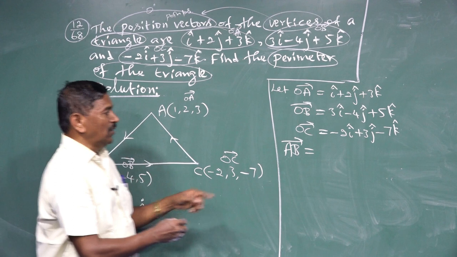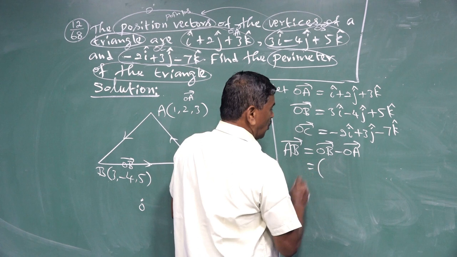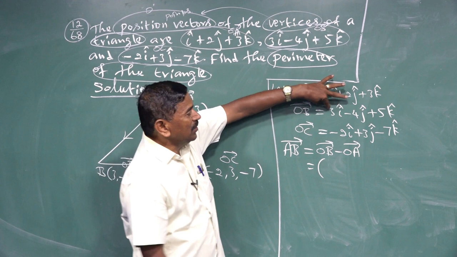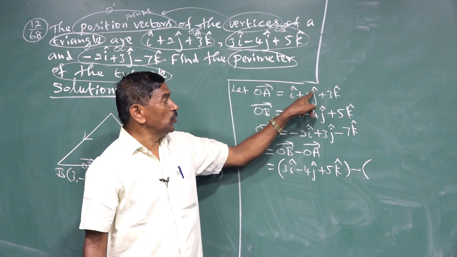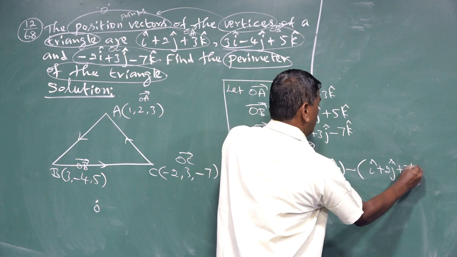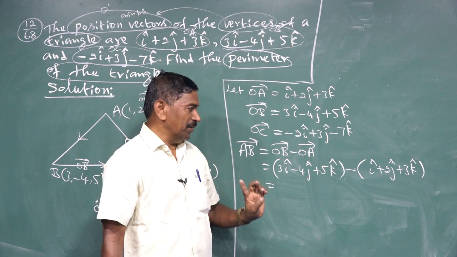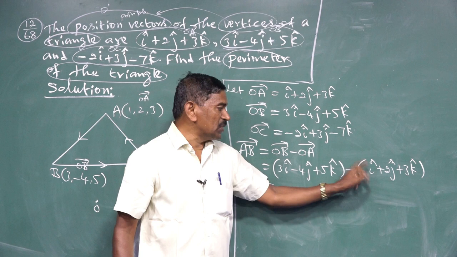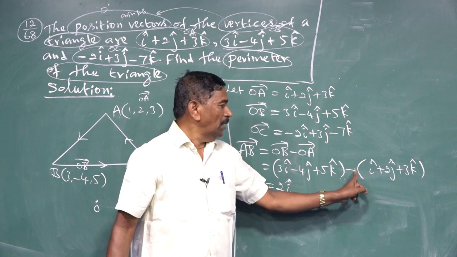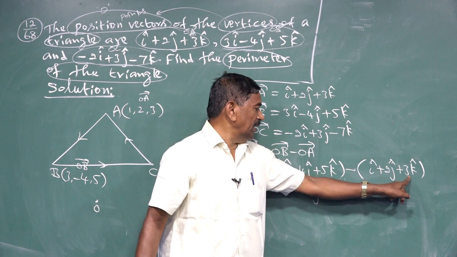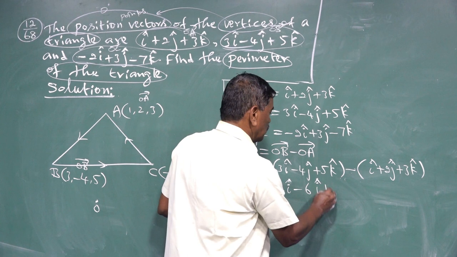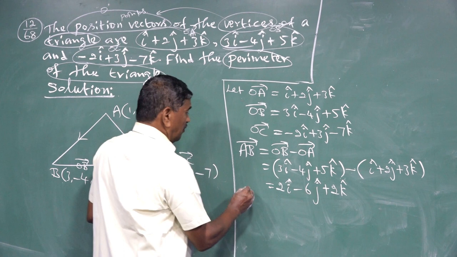Likewise, AB vector equals OB vector minus OA vector, which is 3i cap minus 4j cap plus 5k cap minus OA vector. OA vector is i cap plus 2j cap plus 3k cap. Now, that is 3 minus 1, which is 2, so 2i cap. Next, minus 2 minus 4, totally minus 6, minus 6 j cap. Next, 5 minus 3, so plus 2, plus 2 k cap. So AB vector is ready.